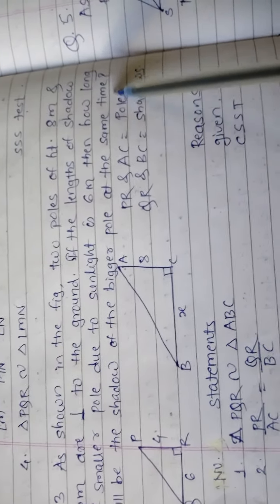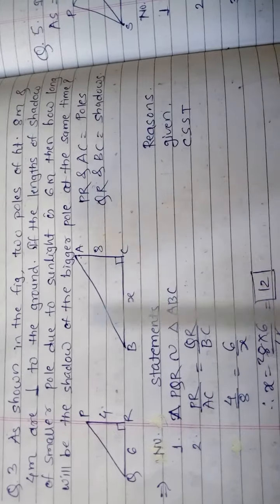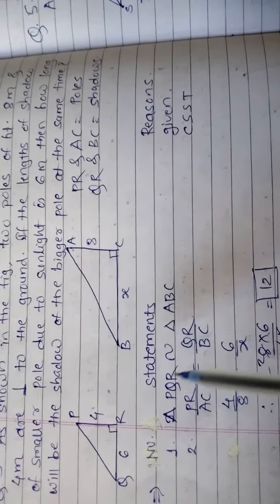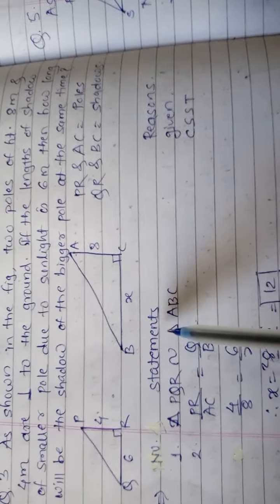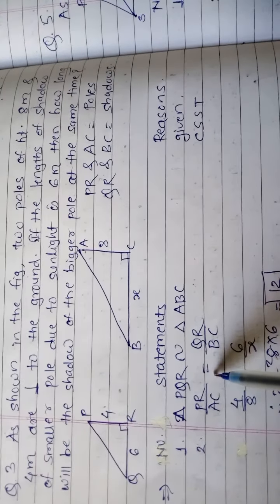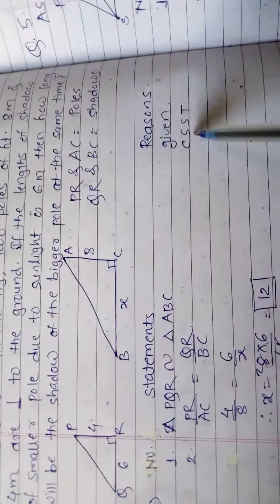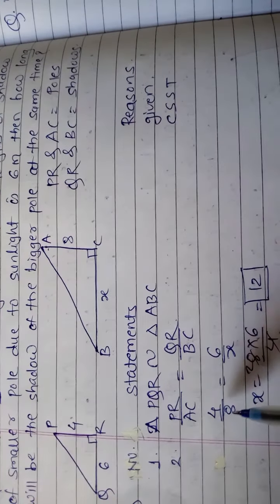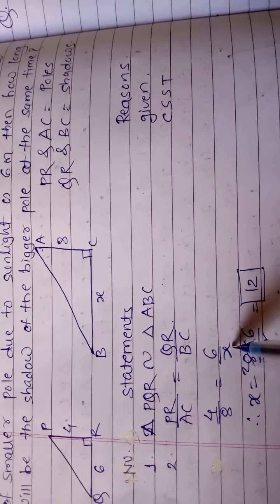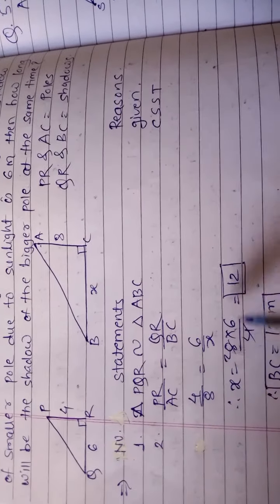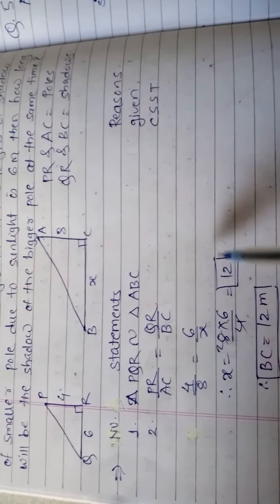So at the same time, in the example you are given that both the triangles are similar. So triangle PQR is similar to triangle ABC, that is given, and so we write the sides in proportion. CSST means corresponding sides of similar triangles. So putting the values, PR is 4 upon 8 is equal to 6 upon x. The values are given, and so we find the value of x, that is 12, and so BC is equal to 12 meters.